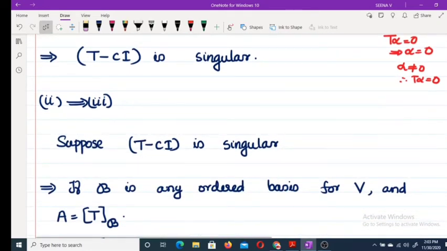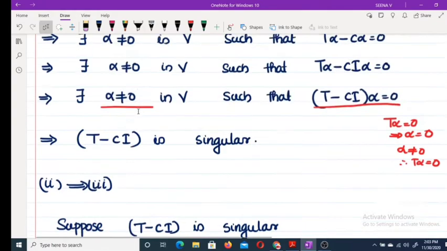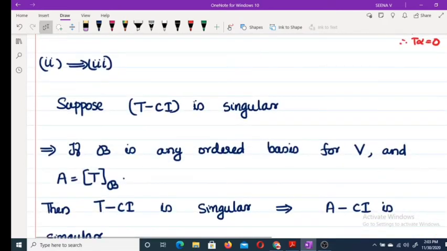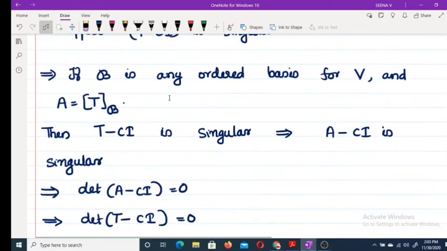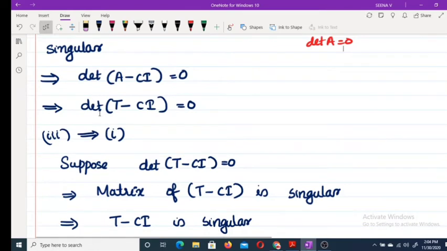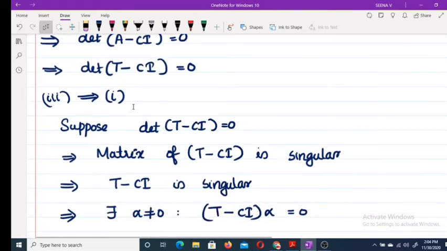Now 2 implies 3. That means determinant of T minus CI equals 0. We have to prove determinant of T minus CI equals 0. Now given T minus CI is singular. Suppose B is an ordered basis for V and suppose A is the matrix of T relative to this basis. So T minus CI is singular implies A minus CI is singular. Now a matrix A is singular means determinant of A equals 0. That means determinant of A minus CI equals 0, and this is the same as determinant of T minus CI equals 0. Now moving to 3 implies 1.